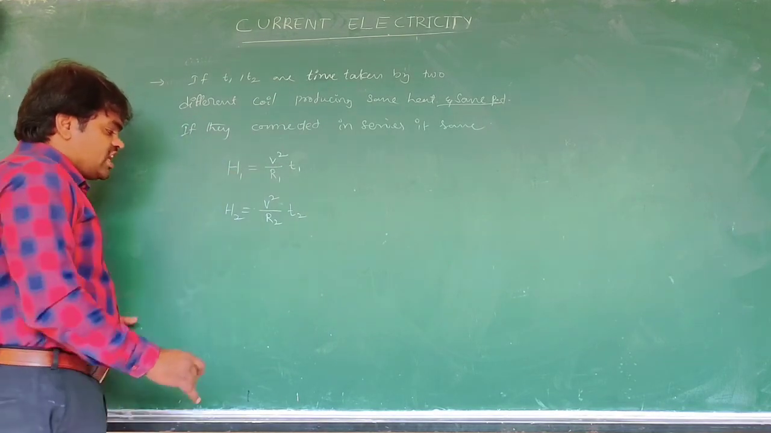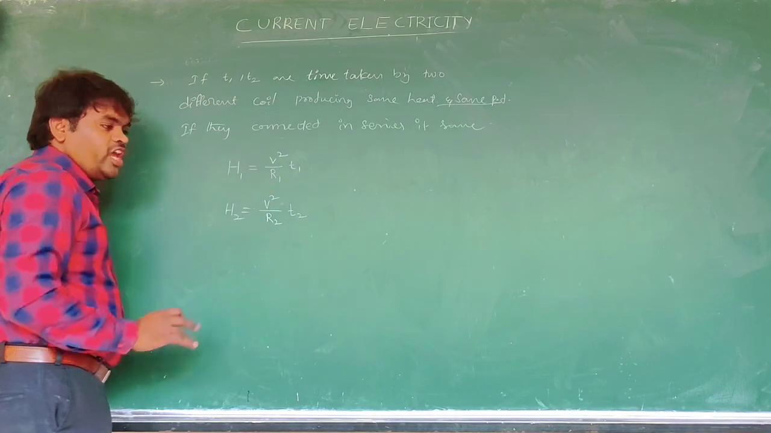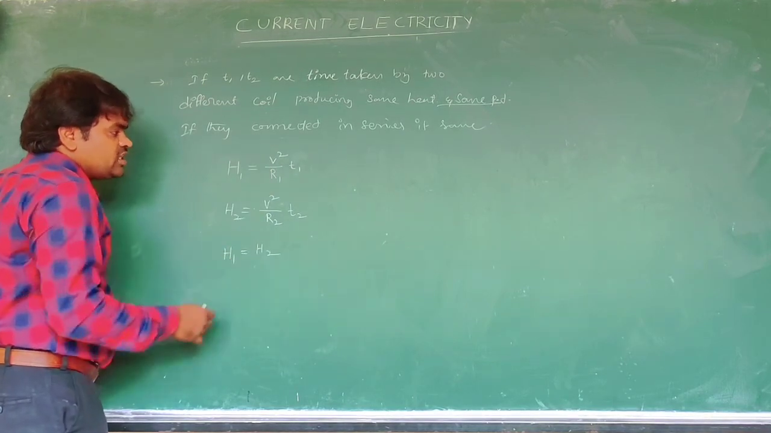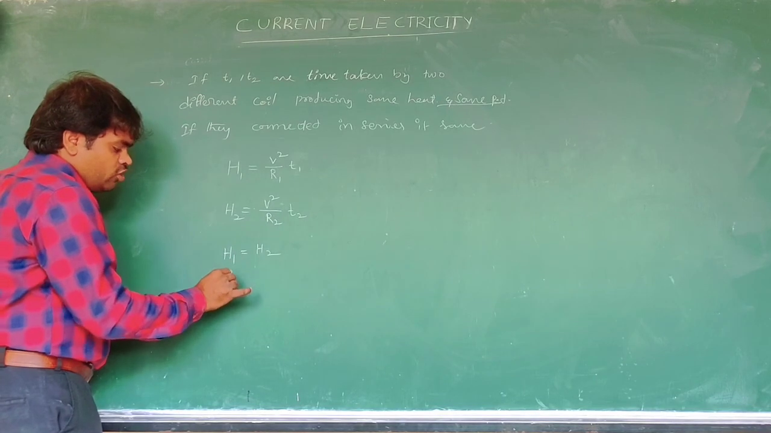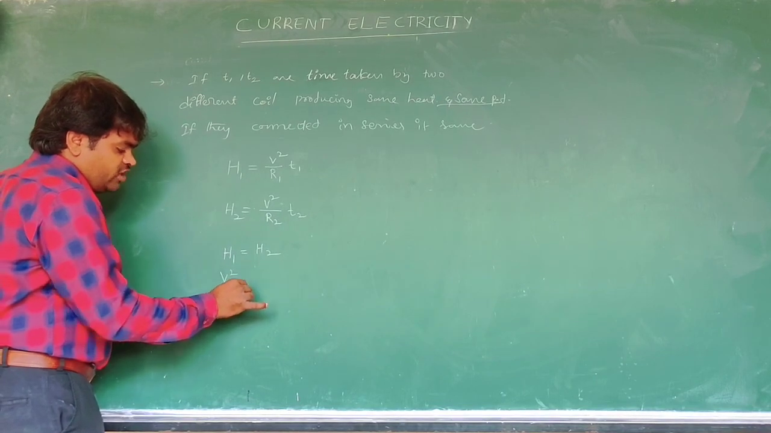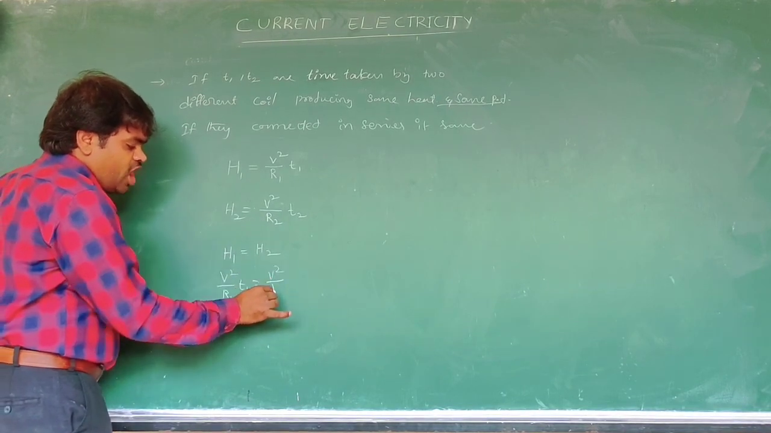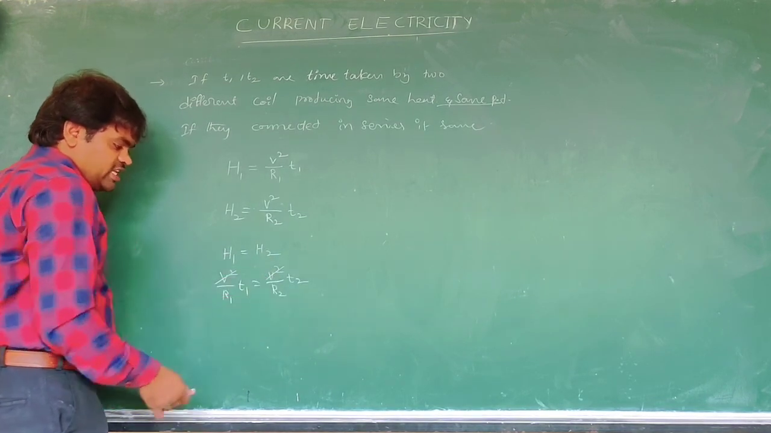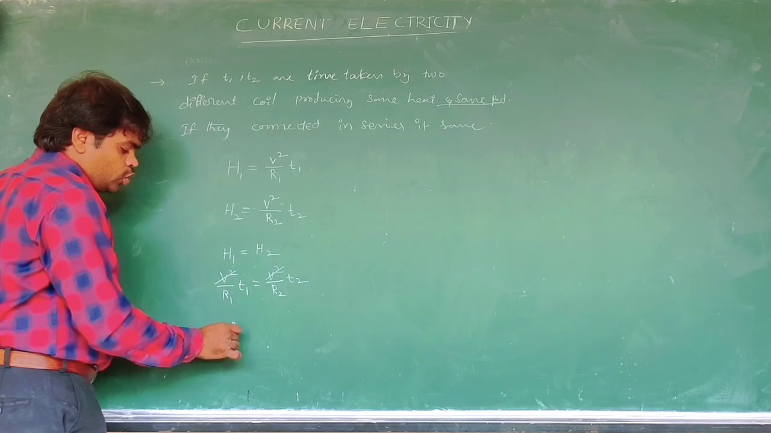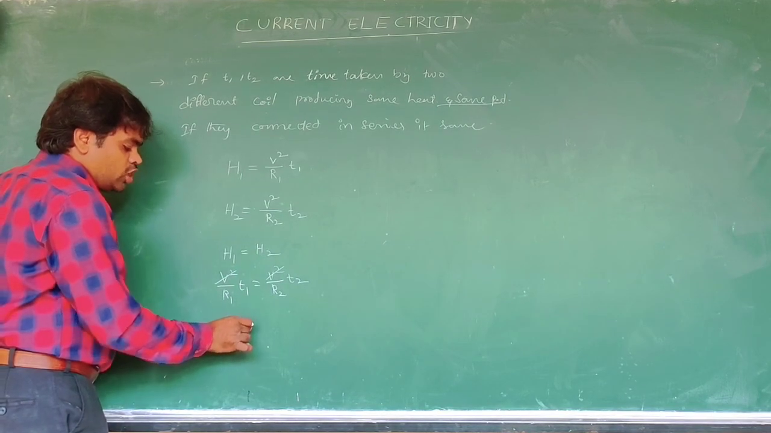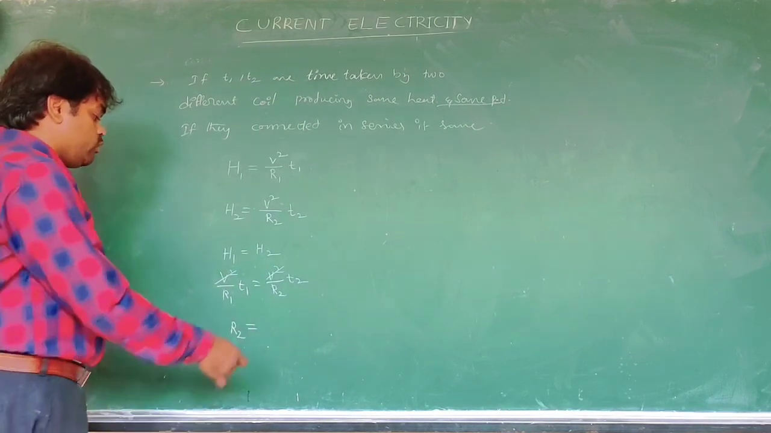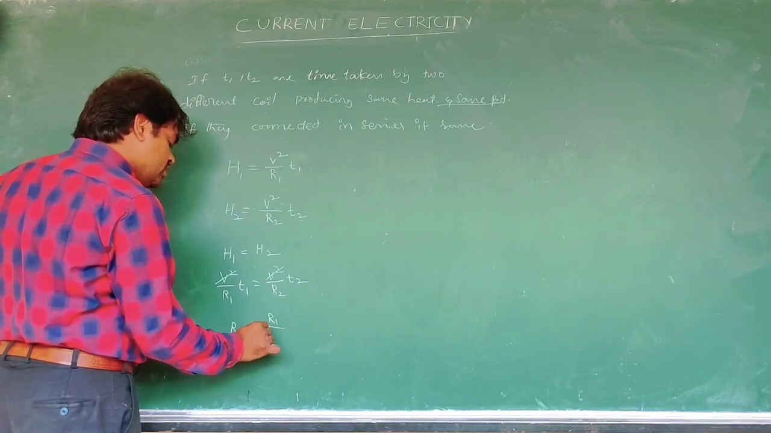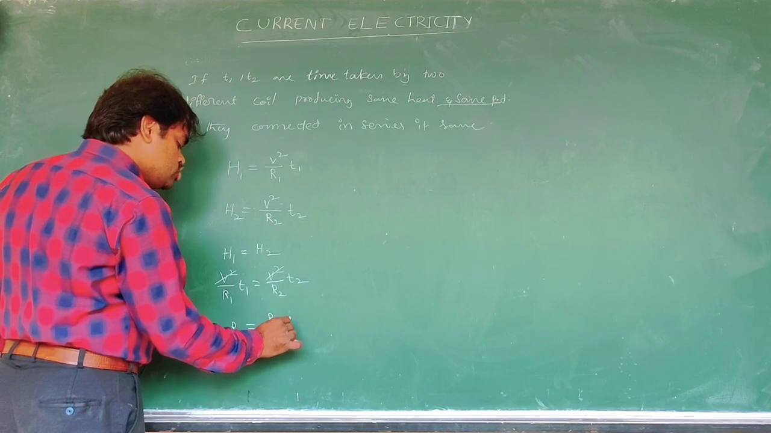But what condition is given? H1 is equal to H2, because they produce the same heat. Then H1 equals H2 means V square by R1 T1 is equal to V square by R2 T2. Then V square cancels, and R2 is equal to R1 by T1 into T2.